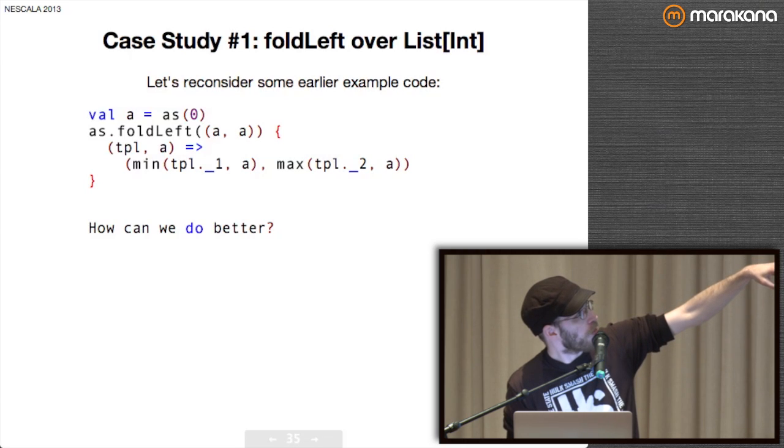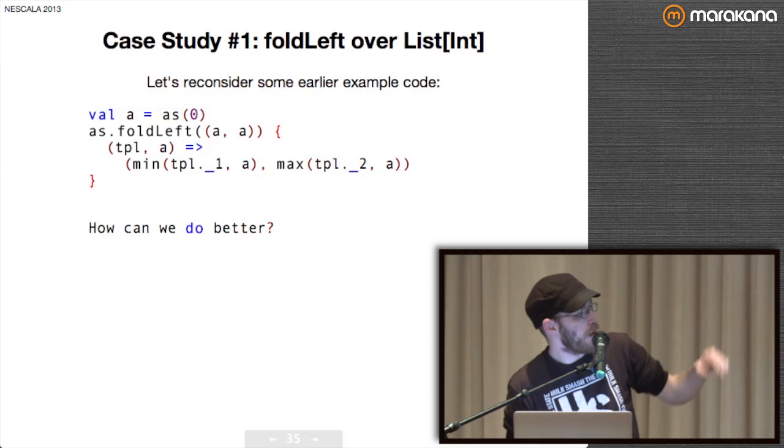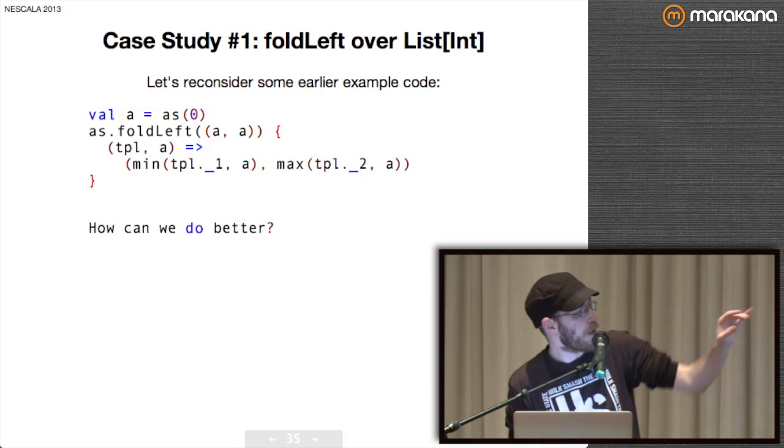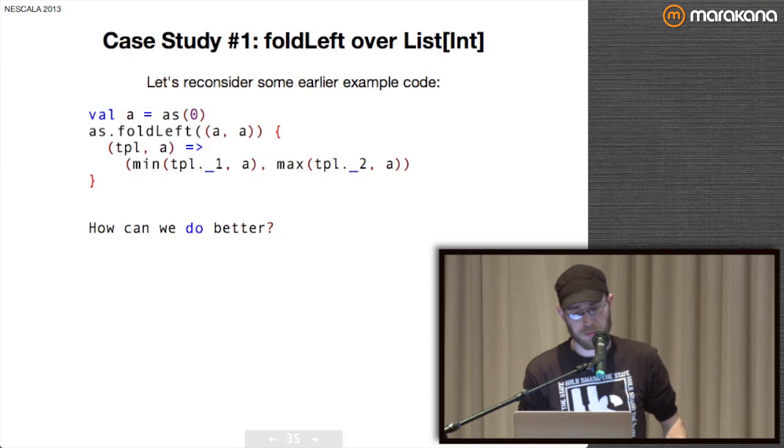and I'm taking the min and the max over it, and I'm using a tuple to do that. I think I made a mistake on this slide. I think this actually is an array, but either way, I'm folding over something, and I'm computing the min and the max. And so the question is, how can we do better?